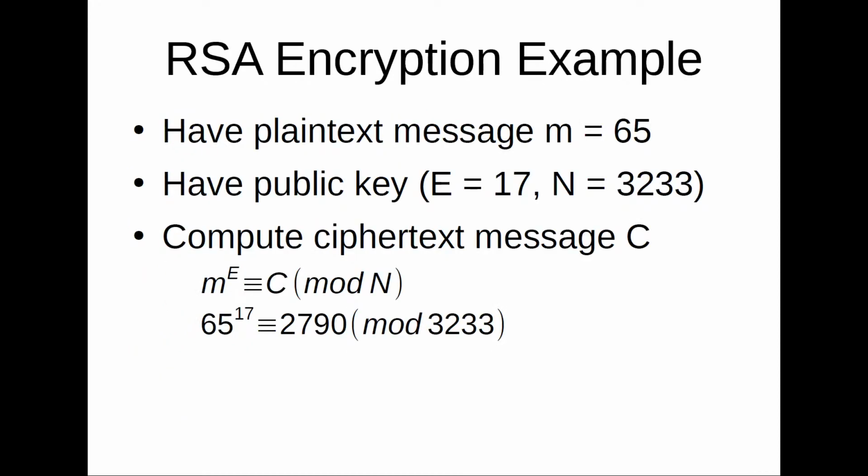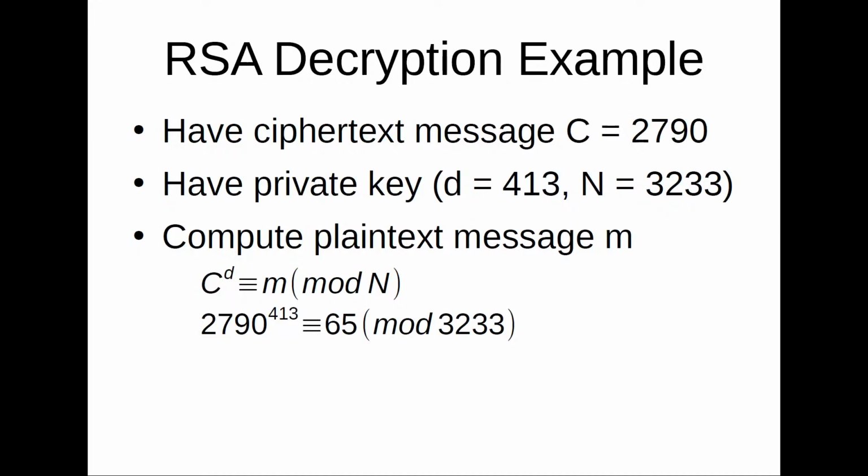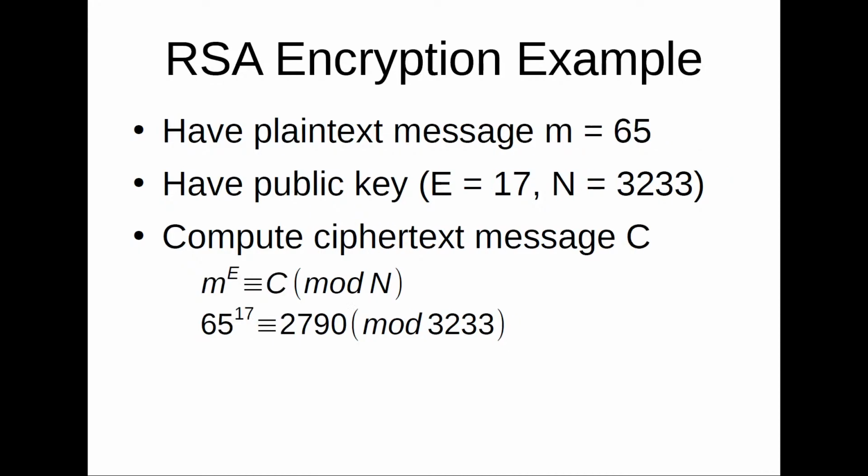And if you want to encrypt, then you just take 65, raise it to the 17th power, and you're left with 2,790 when you're doing it mod 3233. And to decrypt, you have your ciphertext message, which is 2790. And when you raise that to 413, you get 65 mod 3233. And that is the message that you started with.